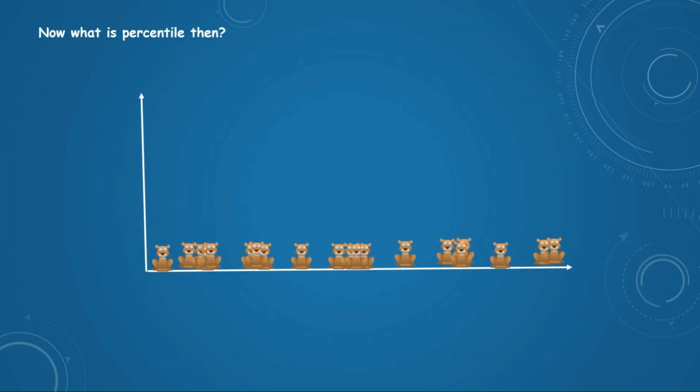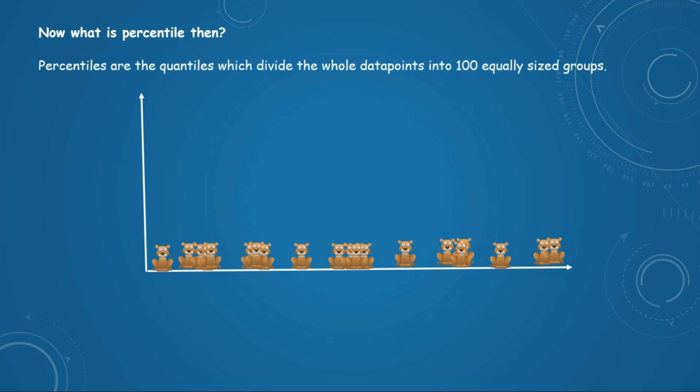Now, what is percentile then? Percentiles are the quantiles which divide the whole data points into 100 equally sized groups. Even if we divide the whole data set into 100 equal parts, if we observe the median, which is the 50th quantile, it will be in the same place and it will also be called the 50th percentile. Technically, that makes the data into half. Even if it's 4 parts or 100 parts, right?